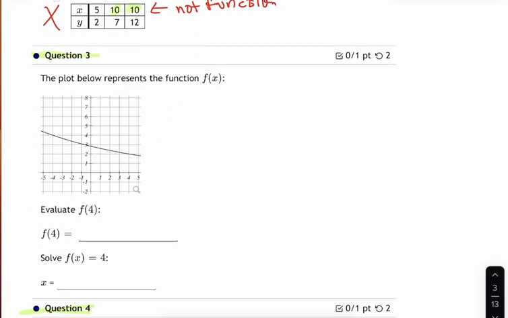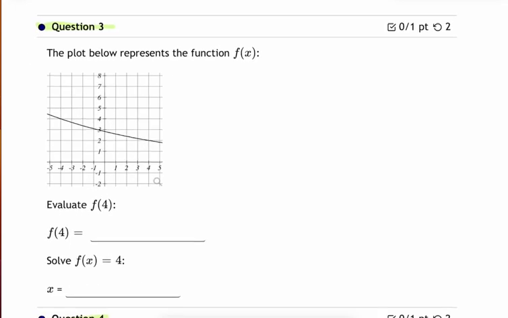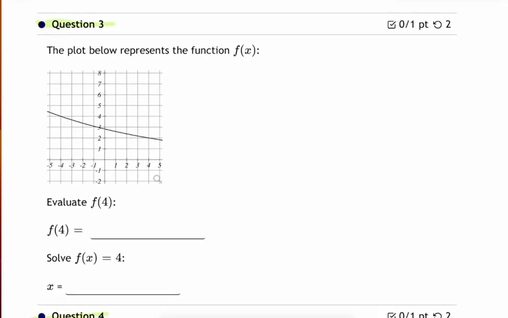Okay, let's look at question 3. It says the plot below represents the function f of x. Evaluate f of 4 and solve f of x equals 4. So the first one, in this particular case, f of 4 means what is the height when x equals 4. That's really what that says. F of 4 means the function's height at an x value of 4.